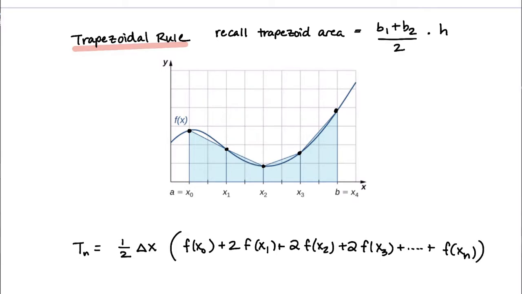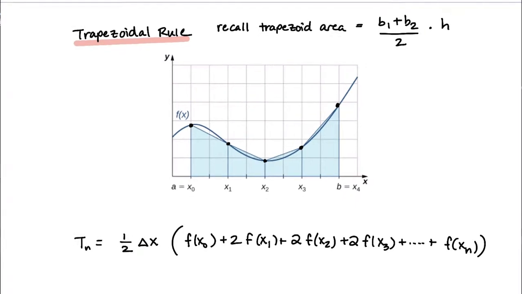So you'll notice there's a 2 coefficient on every term except for the first point of our partition and the last point of our partition, because when you average, it's going to be included on 2 trapezoids except for the start and the end. That's the base on just one trapezoid. So that's why those 2s are popping up there.